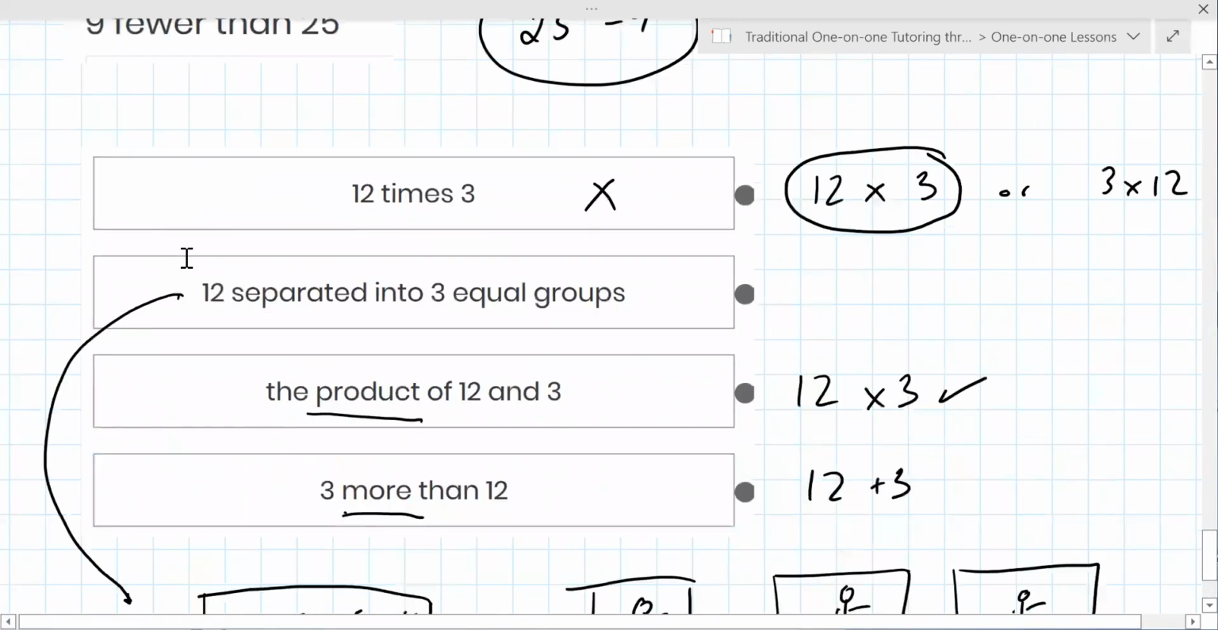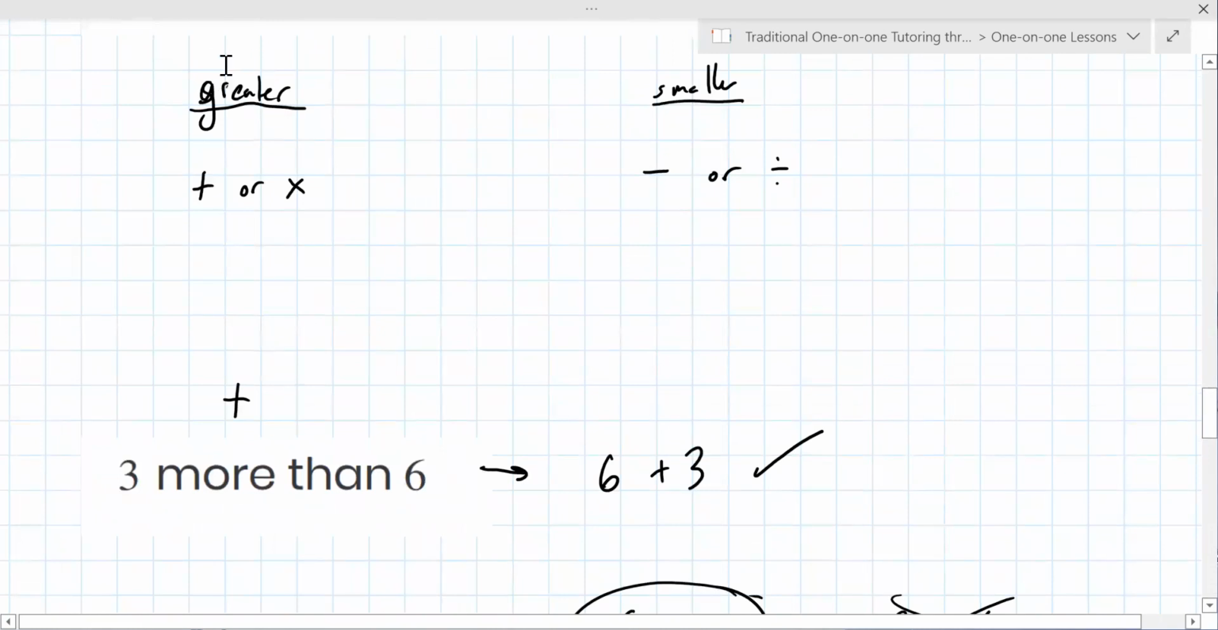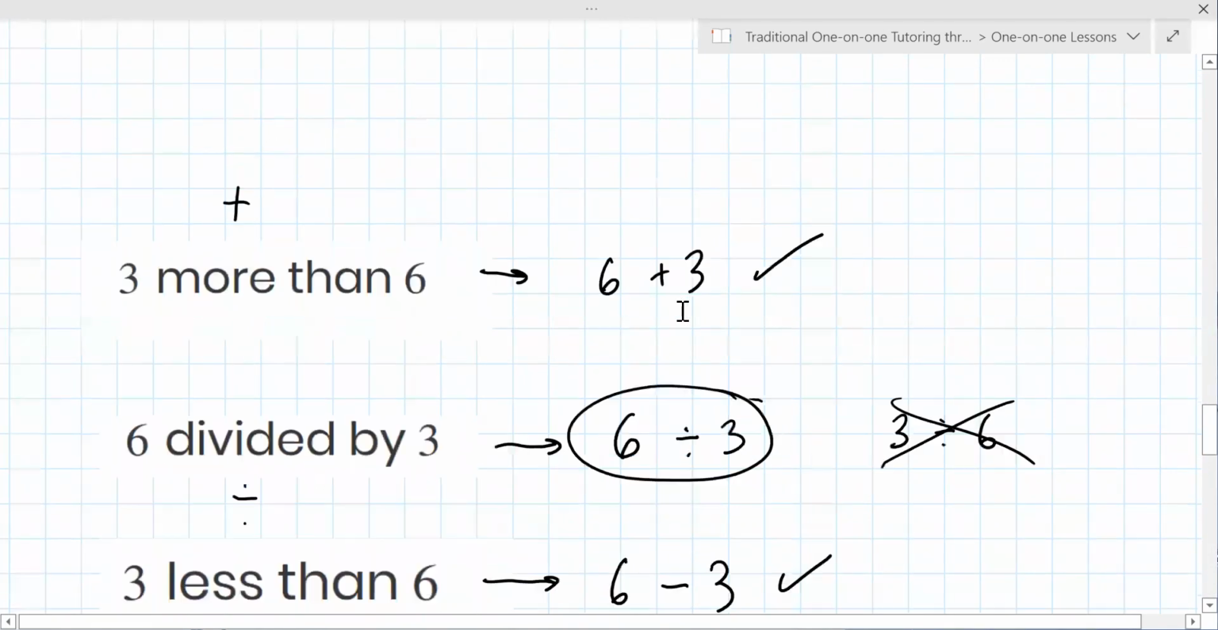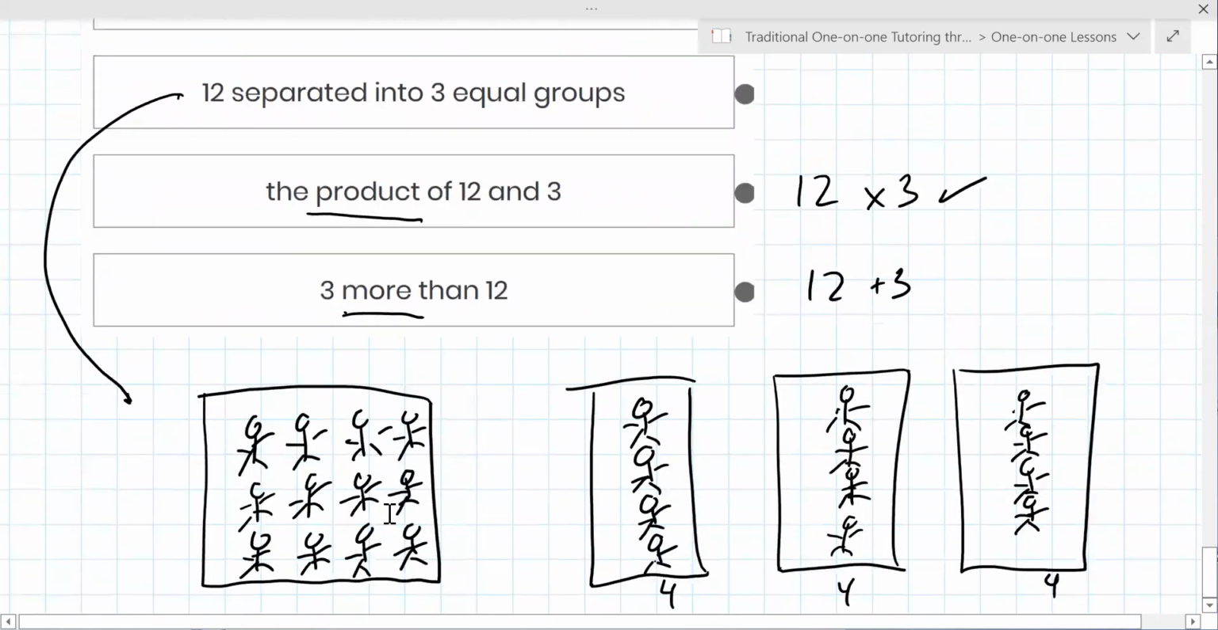Let's go back up and look. So I wrote down earlier that if you want to get larger, it's adding or multiplying. And if you want to get smaller, what's the other one? Subtraction and division. Right. So this one's not subtraction. What must it be then? Division. Yeah, it's 12 divided by 3, like that.